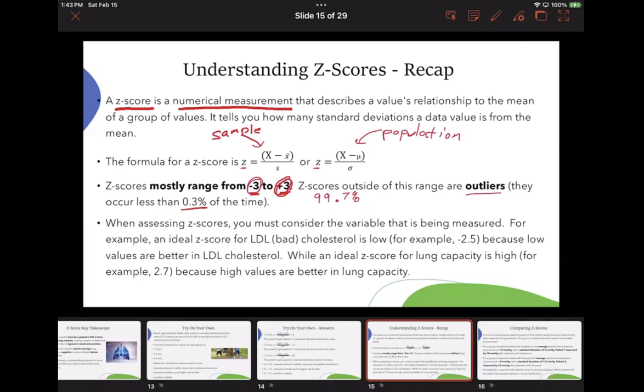When assessing z-scores, you must consider the variable that is being measured. For example, an ideal z-score for bad cholesterol is low. So you like low z-scores when you're dealing with cholesterol because low cholesterols are better. But for lung capacity, let's change the variable. If we measure a z-score for lung capacity, we want something on the high end. 2.7 would be more advantageous because high values are better in lung capacity. So it depends on the variable that's being measured. Sometimes it's better to have a z-score that is low, and sometimes it's better to have a z-score that is high.